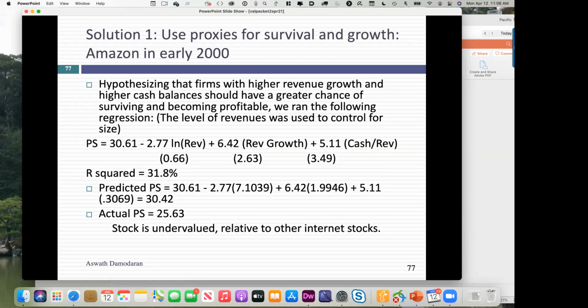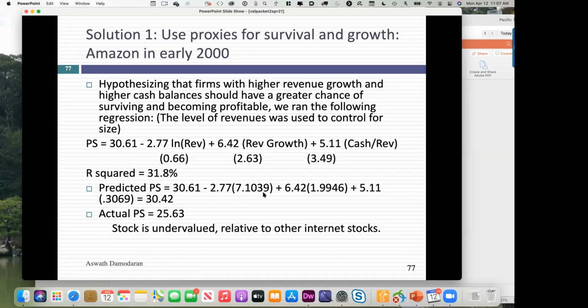So basically, I use the level of revenues, revenue growth, and cash as a percent of revenues. The R squared I got for the regression was about 32%. Am I happy about that? In this sector, that's about as good as it's going to get. This is a very young, noisy sector. The 32% R squared is not something I want to boast about, but it's about as good as I'm going to get. The higher my revenues, the lower my price to sales ratio. That kind of makes sense given my hypothesis. The higher the growth rate, the higher the price to sales ratio. And the more cash I have as a company, the higher my price to sales ratio.